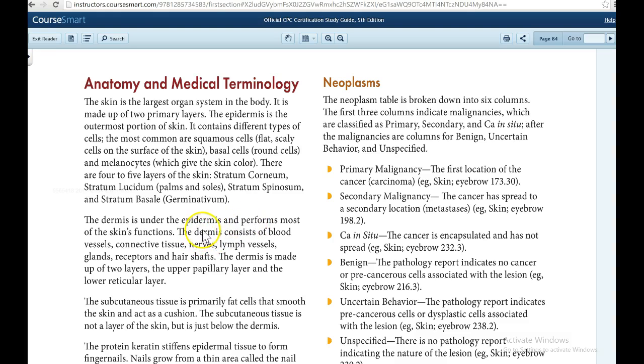The dermis consists of blood vessels, connective tissue, nerves, lymph vessels, glands, receptors, and hair shafts. The dermis is made up of 2 layers, and that is the upper papillary layer and the lower reticular layer.